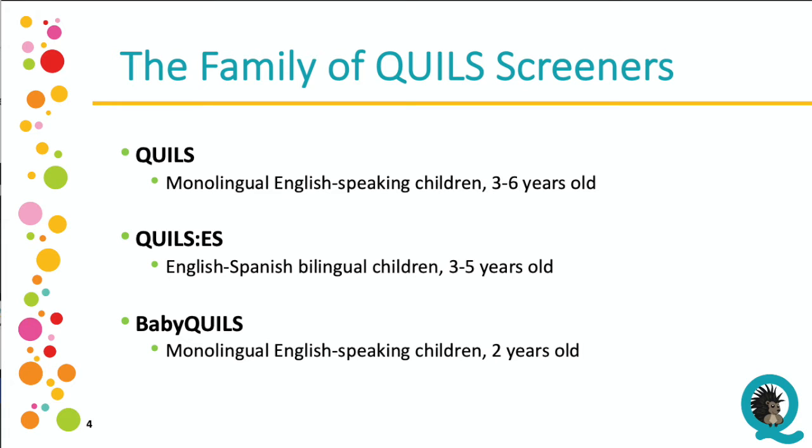There are 3 different QUILS screeners. First, we have the original QUILS, which is for monolingual English-speaking children, 3 through 6 years old. We also have the QUILS ES for English-Spanish bilingual children, 3 to 5 years old. Finally, we have the BabyQUILS for monolingual English-speaking children who are 2 years old. Each screener works in the same way, although the items are different. To give you an idea of what this looks like, I'm going to play a short video.